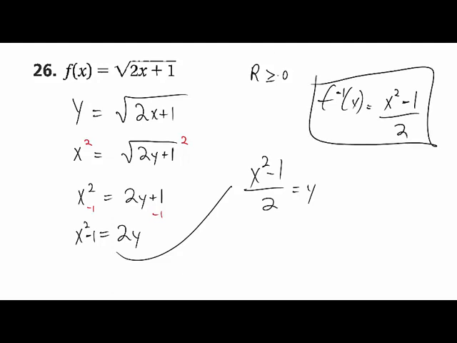And since the range of this function is only positive, since this is principal square root, the domain of our inverse will be only positive. So we're only going to take numbers bigger than or equal to 0 for the inverse function. And yes, this is a function.